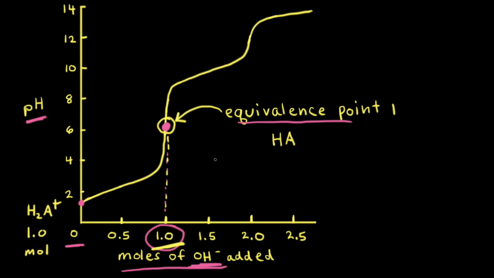At equivalence point 1, all of the H2A+ has been converted into HA. So now we have 1 mole of HA present. Next, let's think about adding 0.5 moles of hydroxide anions. That would only neutralize half of the H2A+ that was initially present. Therefore, if we go to 0.5 moles of hydroxide anions and we go up to where that intersects our titration curve, this point represents the half equivalence point, or half equivalence point 1 for this titration.